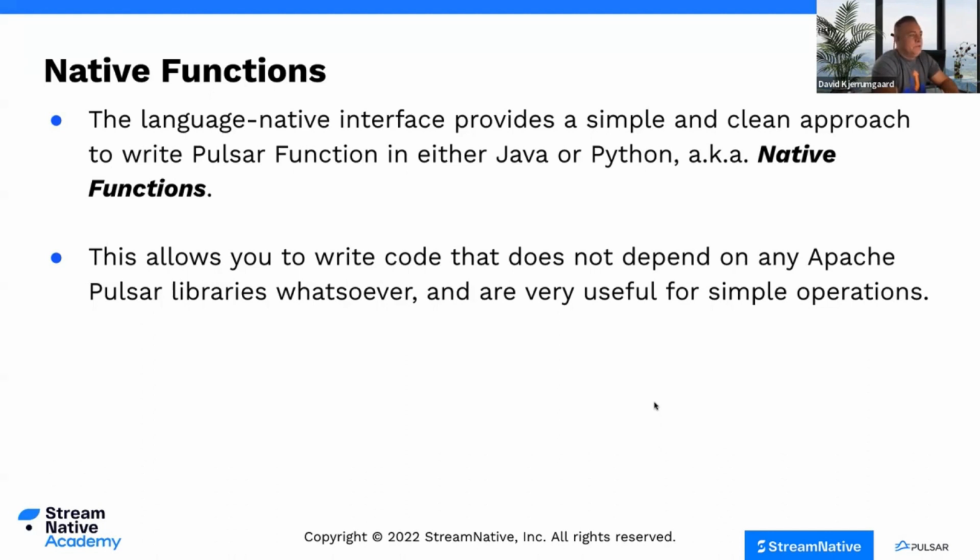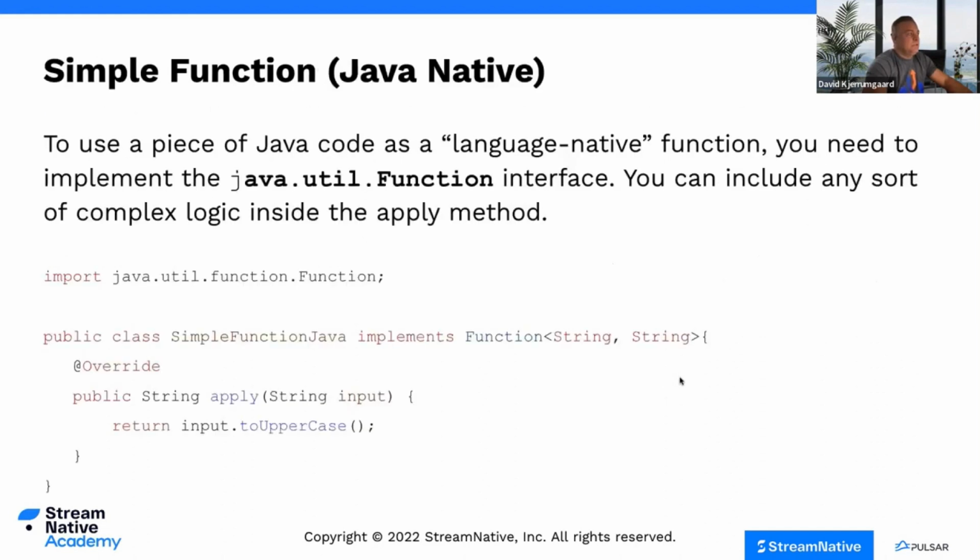So you basically can write code that does not depend on any Apache Pulsar libraries whatsoever, and they're very useful for very simple operations. So again, if you want to just make something very clean and simple, you can use what's called native functions. In order to use a native function in Java, you have to implement this Function interface that's defined in java.util. The basic JDK library includes this interface definition, and it defines a single method called apply.